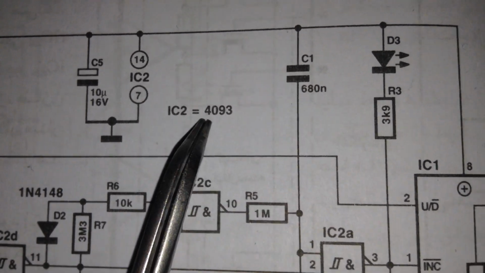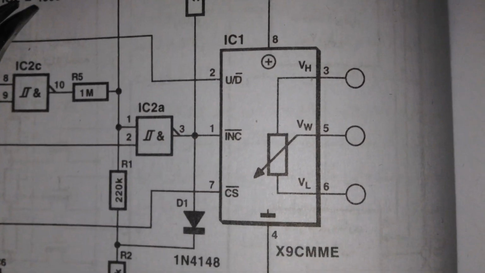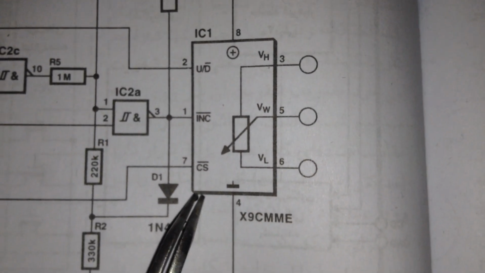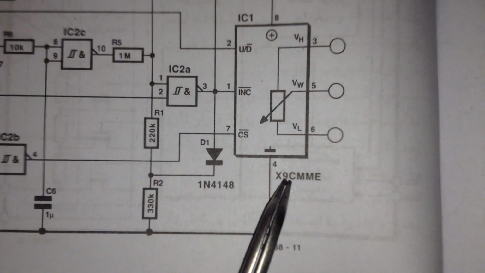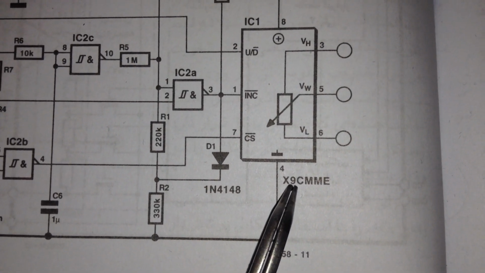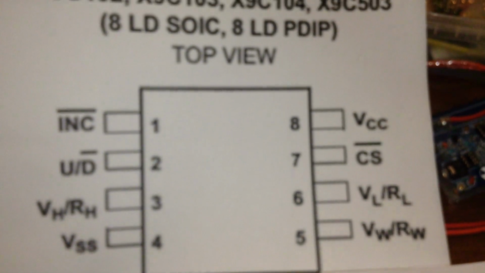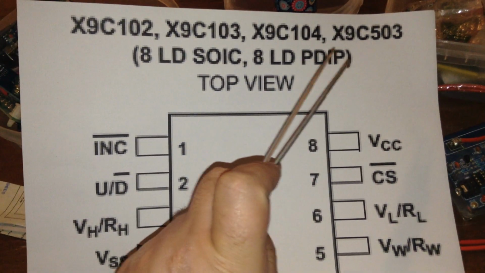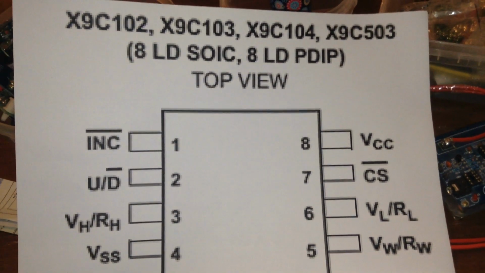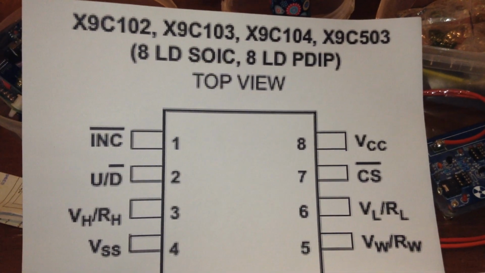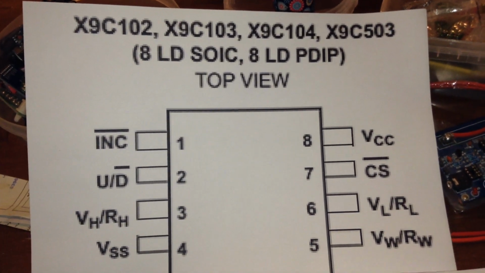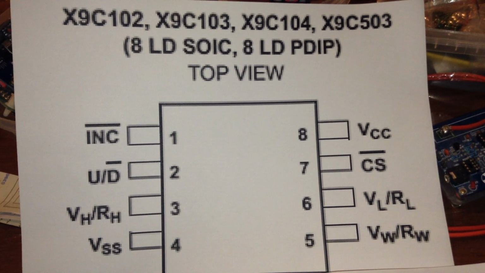4093 as oscillator, and the output of 4093 is connected to our digital pot. The series is X9C series. I used X9C109. Here is the pinout for this IC. But you can use all of these other brands, other part numbers, all will work. The difference between these ICs is the capacity of the resistor, or the resistor size.